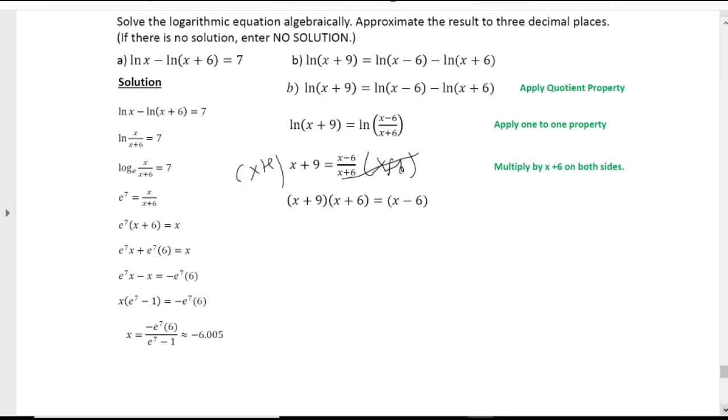And I end up with (x + 9)(x + 6) = x - 6. We're going to simplify. So we get x² + 6x + 9x + 54 is equal to x - 6. So we're still going to simplify here, and we end up with x² + 15x + 54 is equal to x - 6.